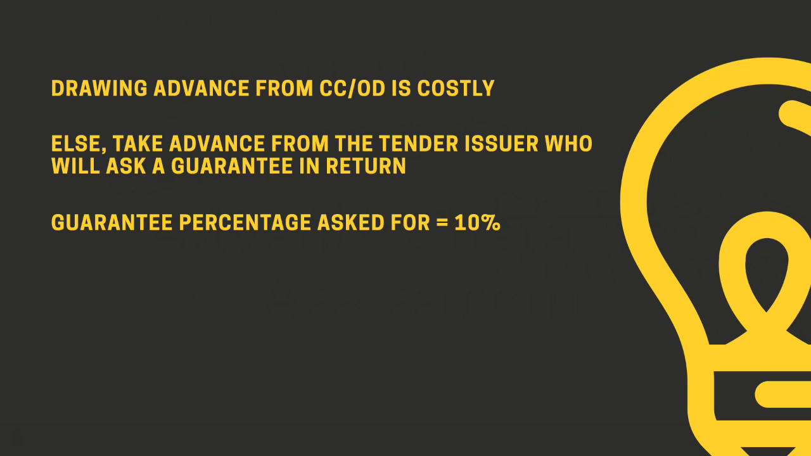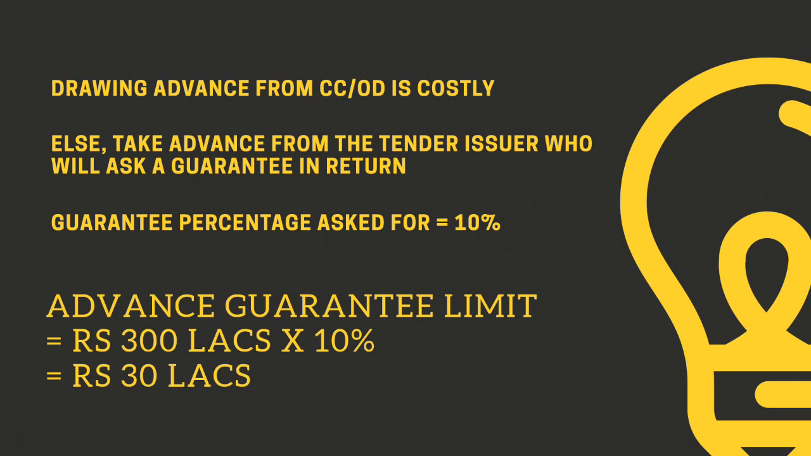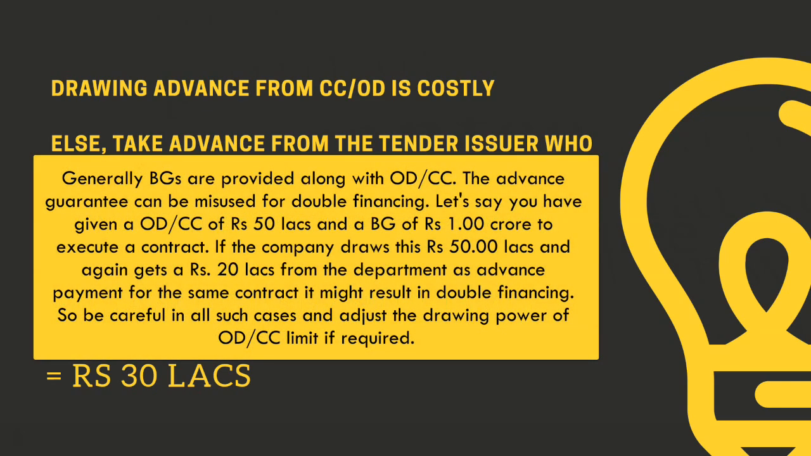of that value. So what's the contract amount we assumed? It's 300 lakhs, right? So 10% of 300 lakhs comes to 30 lakhs. This is the limit requirement for advance mobilization guarantee. Generally, BGs are provided along with OD and CC. This advance guarantee can be misused for double financing.